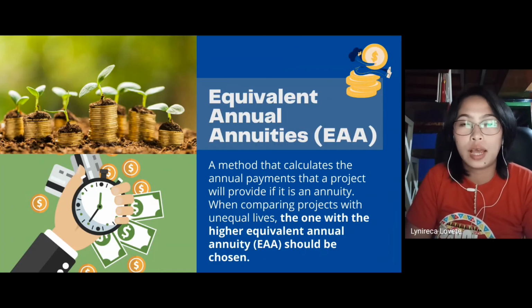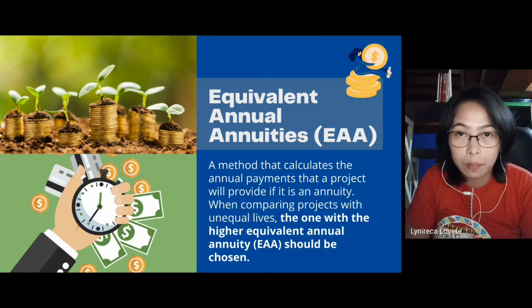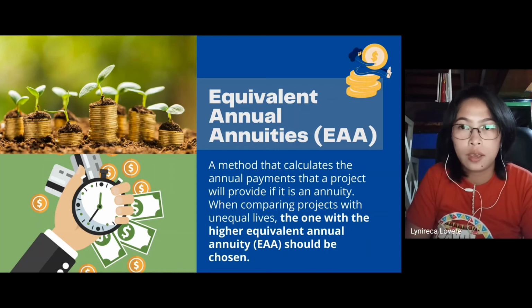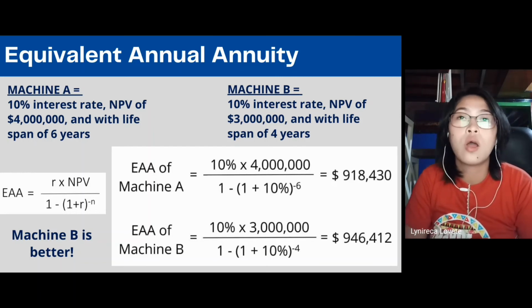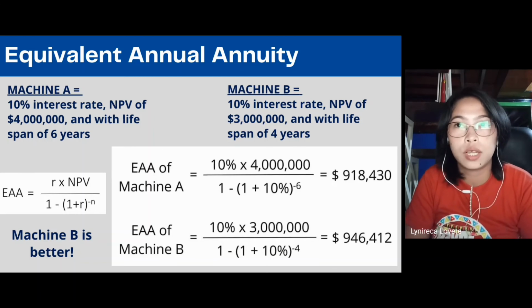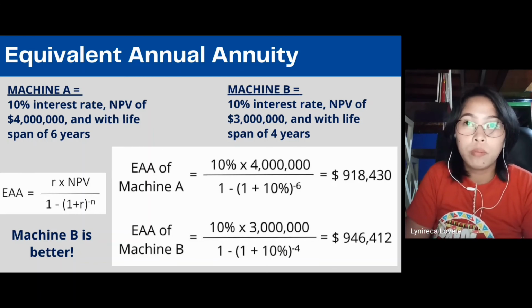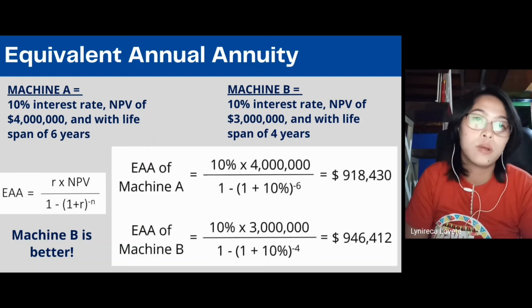Next is the equivalent annual annuity. This is a method that calculates the annual payments that the project will provide if it is an annuity. When comparing projects with unequal lives, the one with the higher equivalent annual annuity should be chosen. So the machine A has a 10% interest rate with an NPV of 4 million and with a lifespan of 6 years, while the machine B has a 10% interest rate, an NPV of $3 million and 4 years.